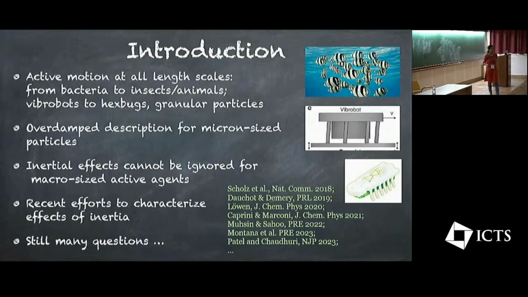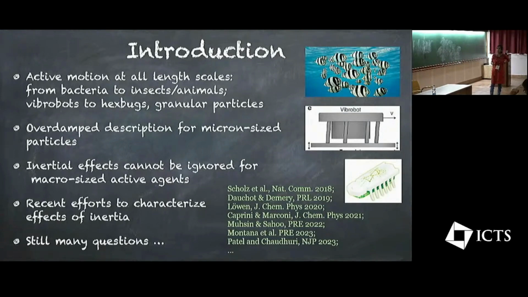So we have already heard a lot about active particles in this meeting, so I'm not going to speak about this too much. Just to recap, active motion is found over multiple length scales, both in nature and also in the lab. For particles of the size of a micron, it suffices to describe their motion as mostly overdamped. But inertial effects cannot be ignored if the particles are bigger, if they are macro-sized, of the order of millimeter or centimeter, like these vibrobots or hex bugs.